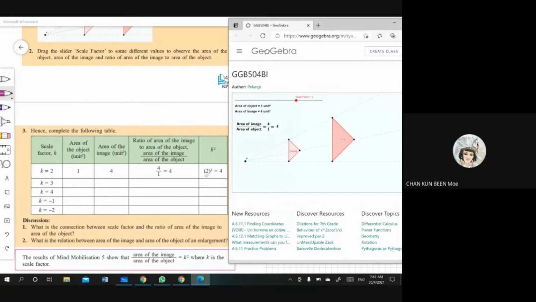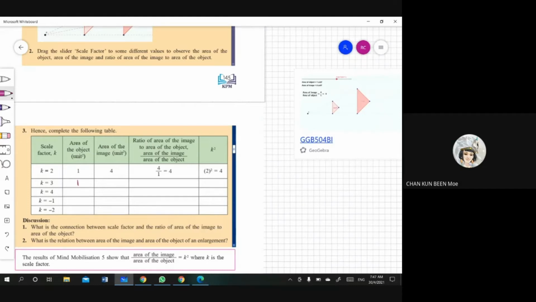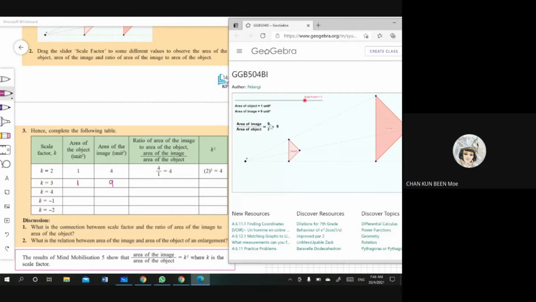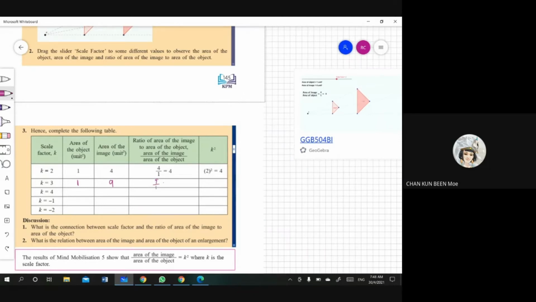Why in bracket? Because we have a scale factor that is in negative form later on. That's why you have to put it in bracket. Okay, now if you look at scale factor equal to 3. So I'm going to move on to 3. Can you see that? So when I move on to 3, the area of the object is still the same. It is 1. And then the area of the image will be 9. Okay, you see it becomes 9. And then the ratio of the image over the object will be 9 over 1. So we get 9. So k squared is 3 squared, which is equal to 9.